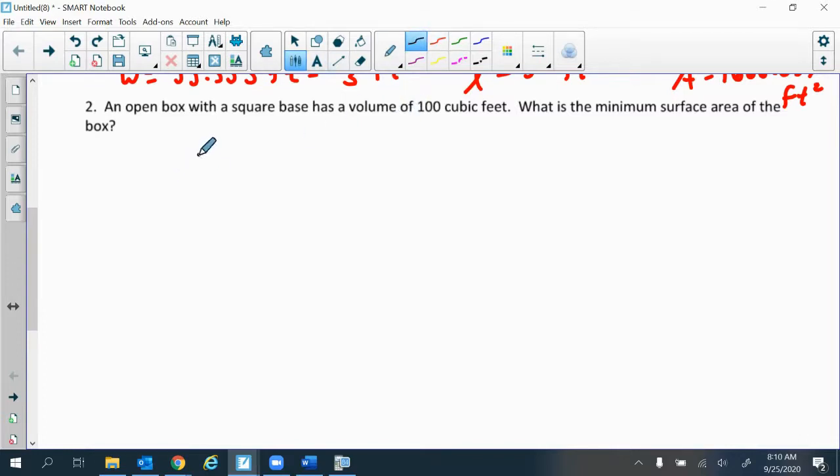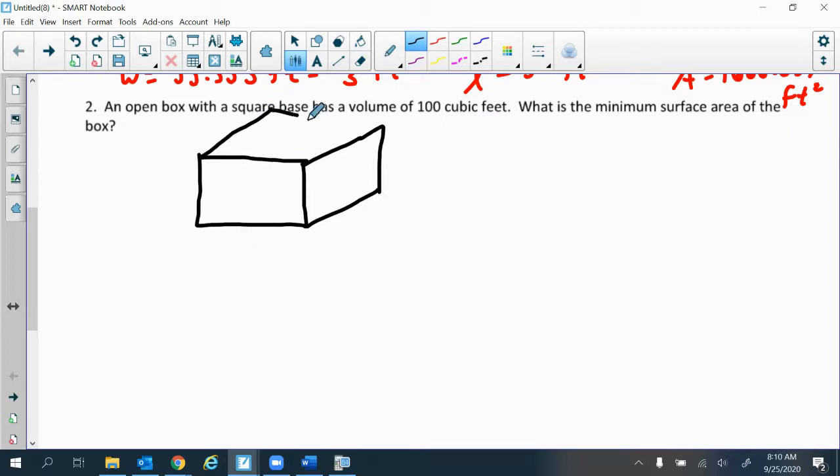An open box with a square base has a volume of 100 cubic feet. What is the minimum surface area of the box? So again, we're probably going to want to model this with a picture of some kind. So I have some sort of box. It has a square base. So that means both of these have the same length. And then the volume is 100 cubic feet.